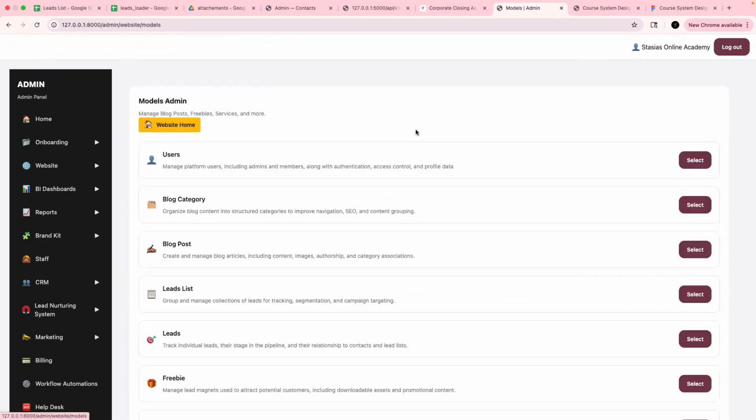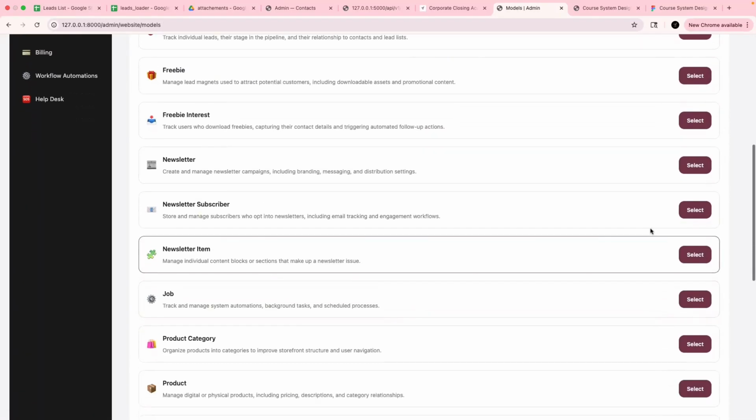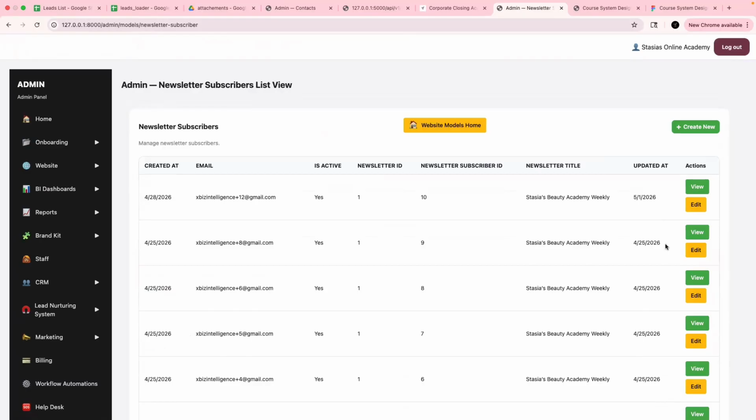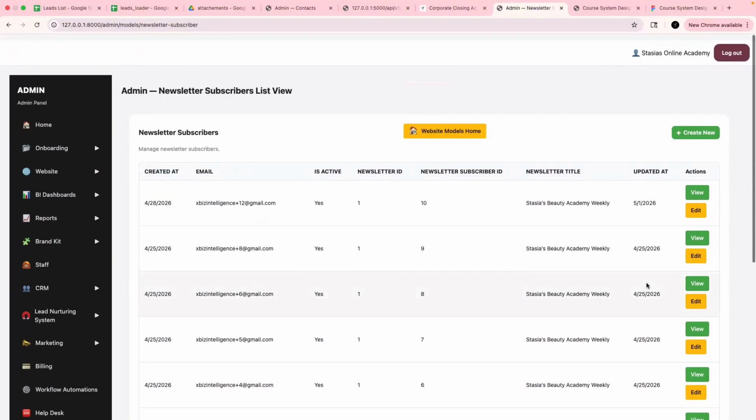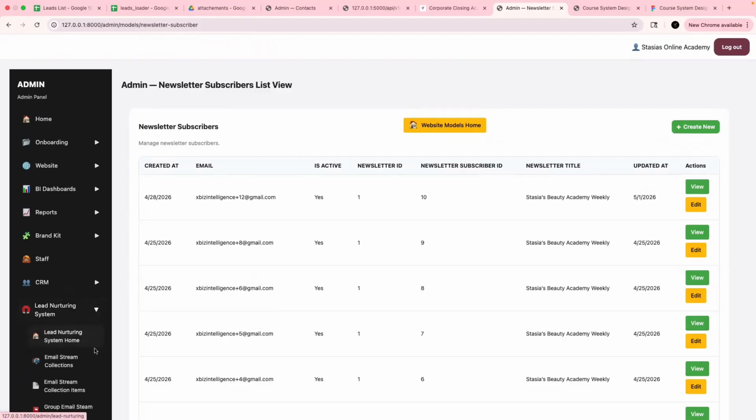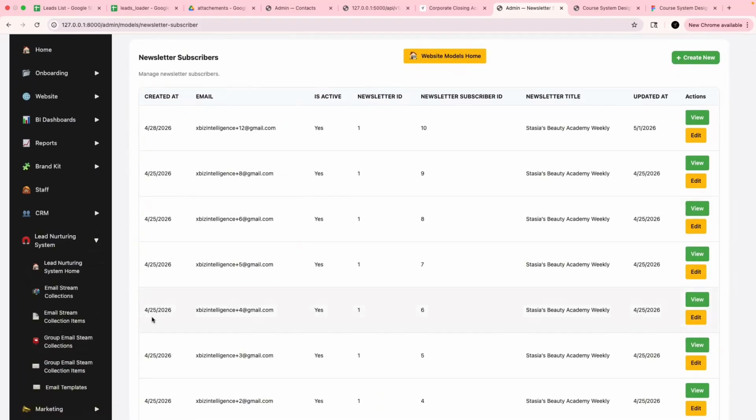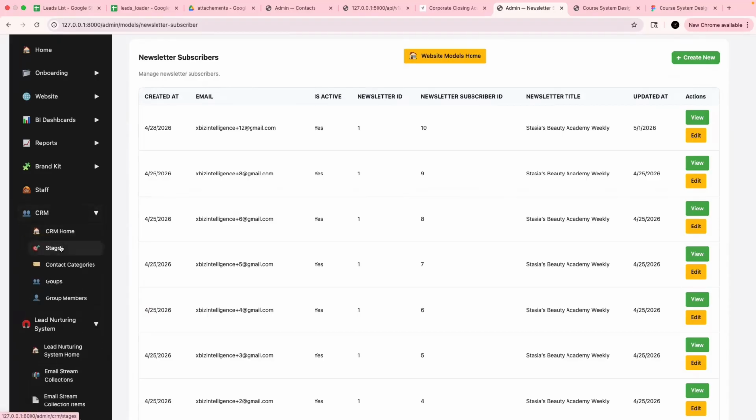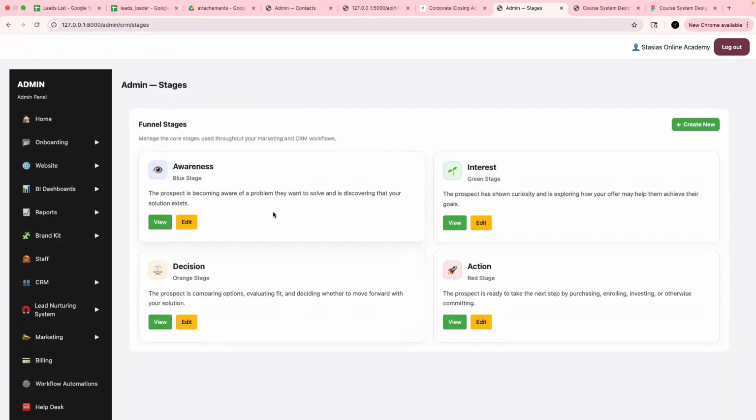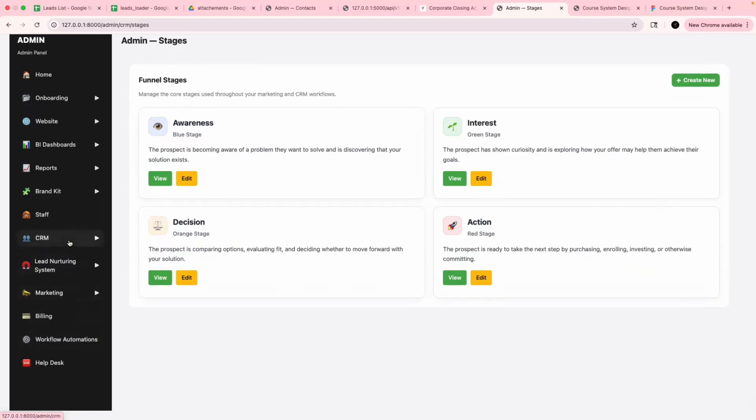Now let's look at our newsletter subscribers. Remember, we talked about opting in to get weekly tips. So these are all your newsletter subscribers, and our lead nurturing system is what is going to nurture our leads. This is what I want to demo for a second. Let's take a step back and look at our CRM, and go into the power of our lead nurturing system. If I go to our stages, let's go to a group member for a second.